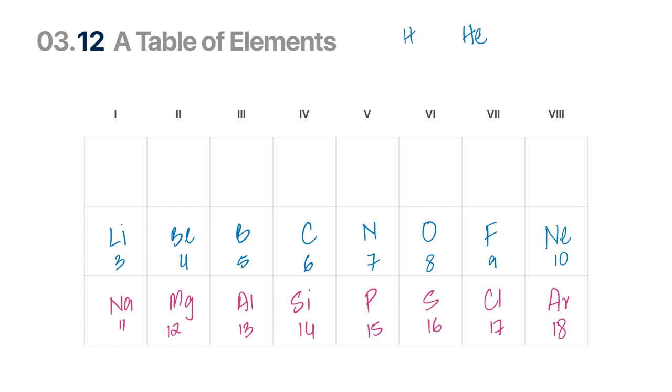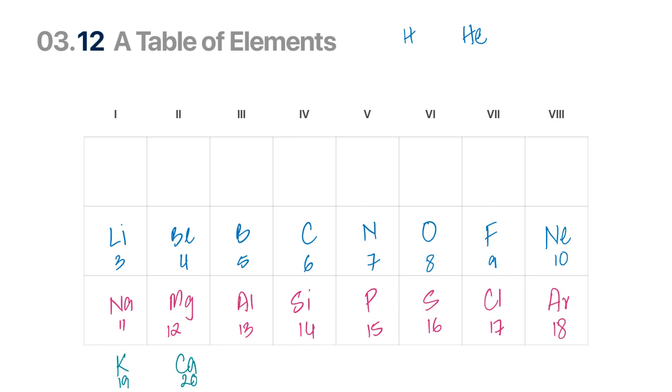Potassium, because it's kind of important, keeps showing up, 19. And I should change the color. Potassium, which has 19, and calcium, which has 20 protons. How many electrons does calcium have? Quick question. 20, right? Okay.